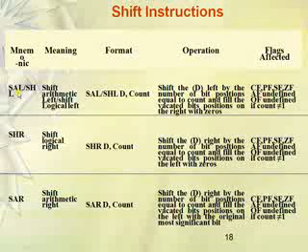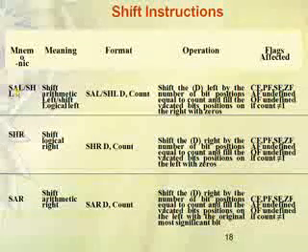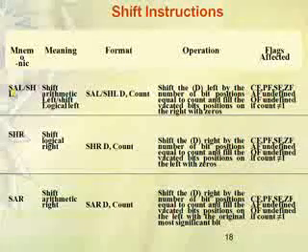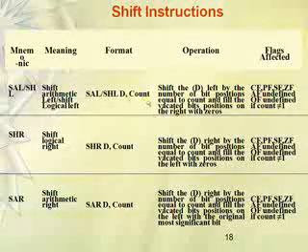Now these are the shift instructions supported by the 8086 microprocessor. SAL, which is shift arithmetic left, and SHL, which is shift left. Both perform the same operation. Why? Because shift left will be shifting towards the left, and the same thing is performed by shift arithmetic left. Here the syntax is shift left destination comma count.